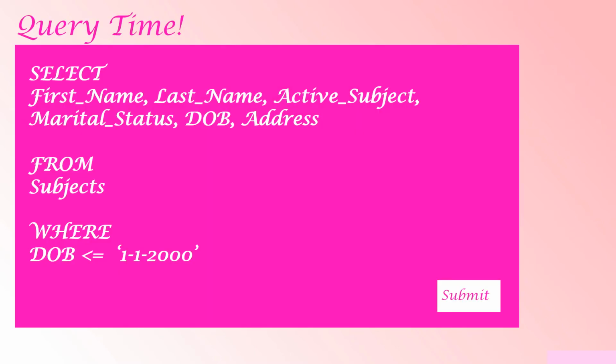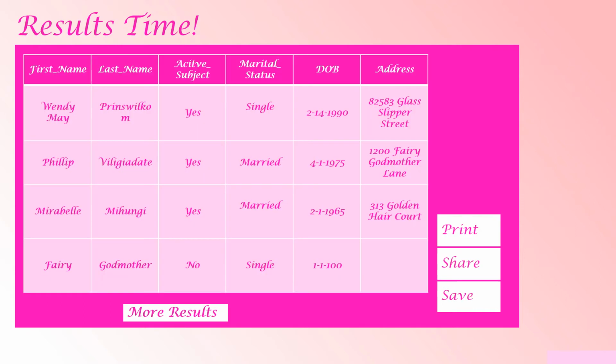We know how to bring back subjects that are 18 and over on the party date. Select first name, last name, active subject, marital status, DOB, address from subjects where DOB is less than or equal to 1/1/2000. The result set may look like this. Notice all of the date of births are on or before 1/1/2000.